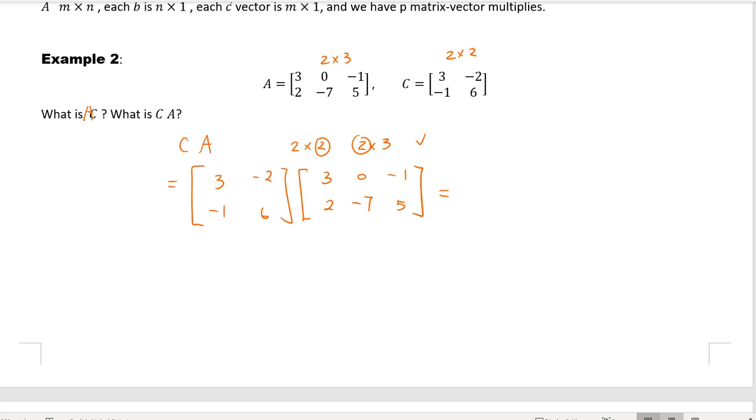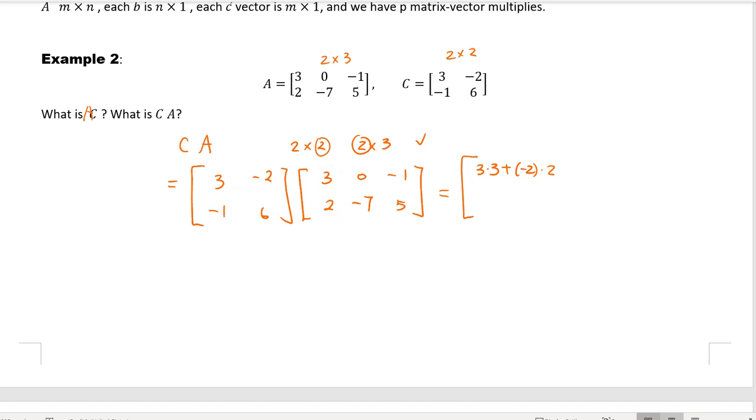Alright, so we use row times column, okay? So for the first entry, we use the first row times the first column. So then 3 times 3, and then plus minus 2 times 2. So we multiply each entry respectively and then add them up. This is the 1, 1 entry.